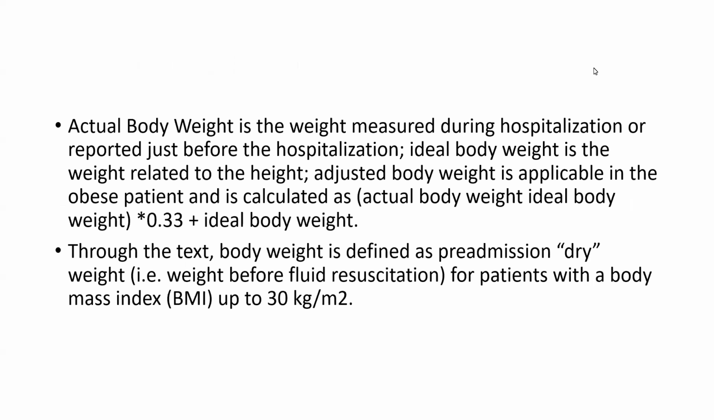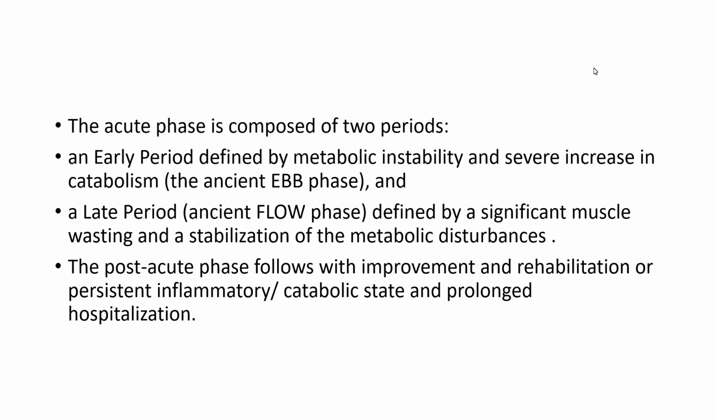The ideal body weight is the weight related to the height, and adjusted body weight is applicable in the obese patient and is calculated as actual body weight minus ideal weight, times 0.33, plus ideal body weight. Throughout the text, the body weight is defined as pre-admission dry weight for patients with body mass index up to 30 kg per meter square.